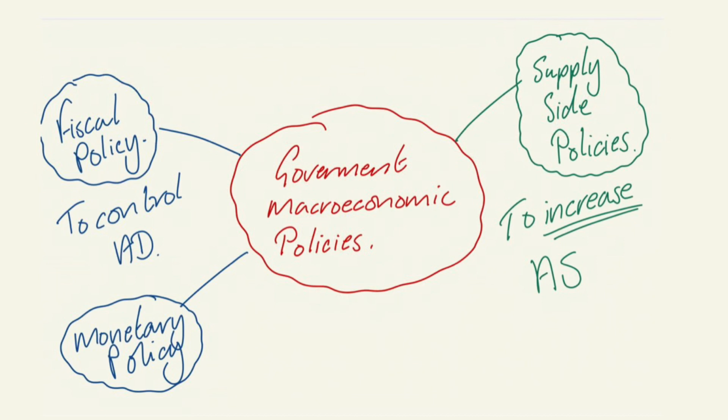The government has three policy tools that it can use to achieve these objectives. It has fiscal and monetary policy. These are designed to control the level of aggregate demand. And supply-side policies. These are designed to increase the level of aggregate supply in the economy.